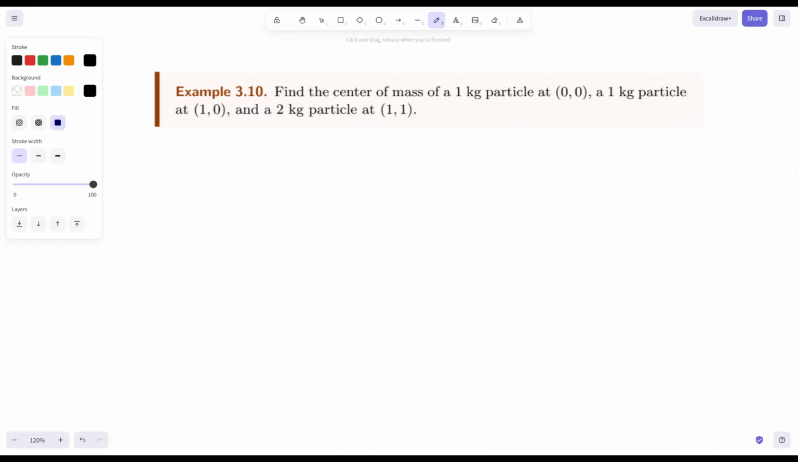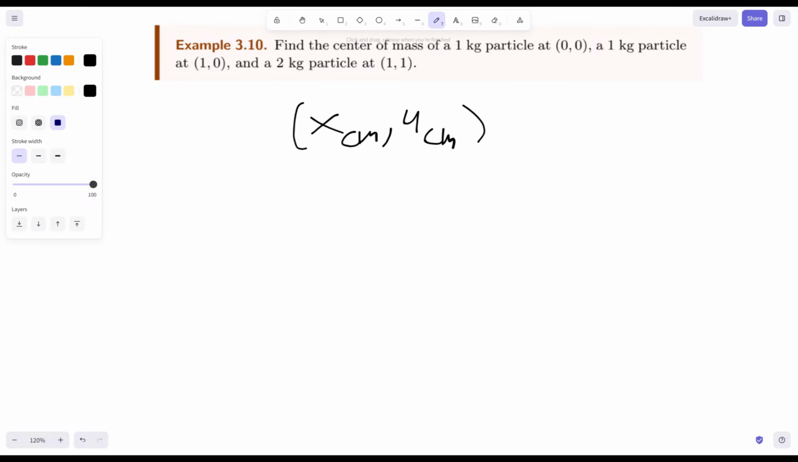So find the center of mass of a 1 kilogram particle at blank, a 1 kilogram particle at blank, and a 2 kilogram particle at blank. Whatever this is, I don't want to read it out. So yeah, what is the center of mass? Basically, when it's saying find the center of mass, it wants the center of mass coordinate. So xcm, ycm.